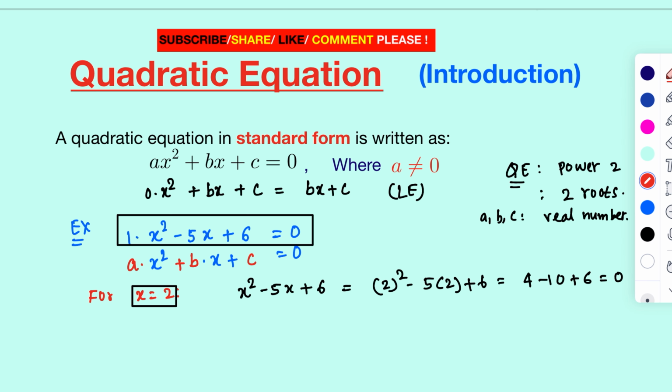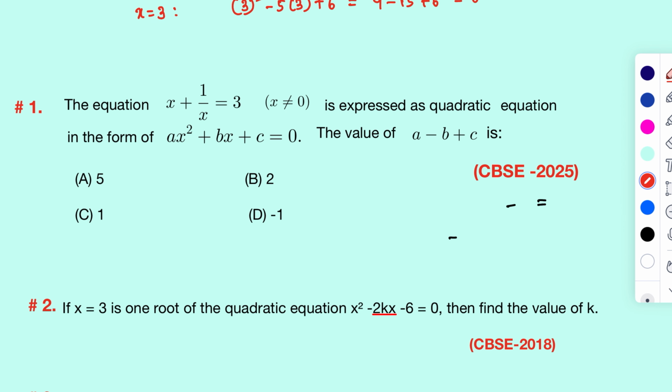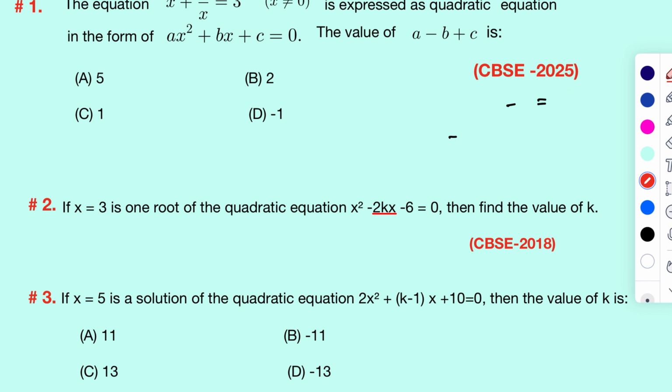Similarly, if we take x is equal to 3, we can write this as 3 square minus 5 into 3 plus 6, it is also equal to 0 because 9 plus 6 is 15 and 5 into 3 is also 15. 15 minus 15 will be cancelled out, it is equal to 0. So these are the roots of the equation. So from this concept we will solve some simple problems from the previous years.